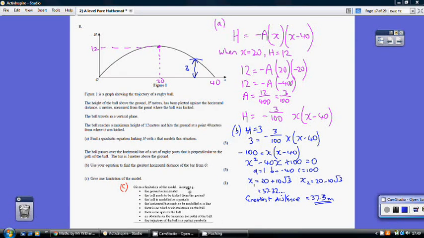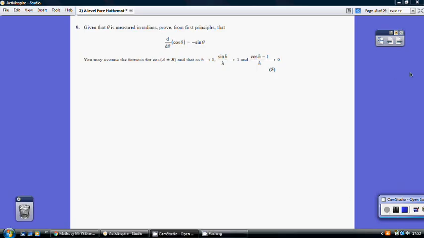Part C, give one limitation of the model. Well, there are many limitations that are allowed, so I've just screenshot the mark scheme. So any of these would give you the 1 mark. Question 9.